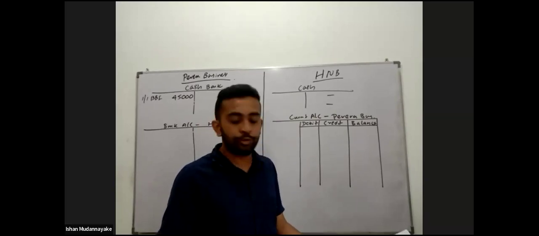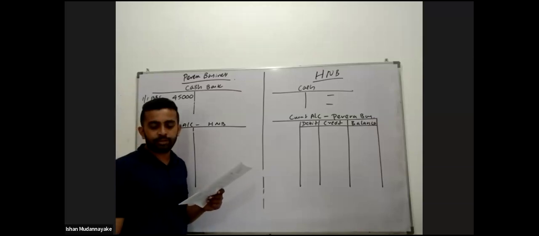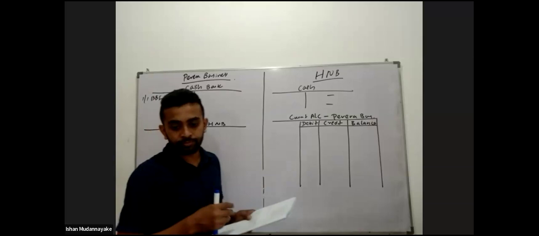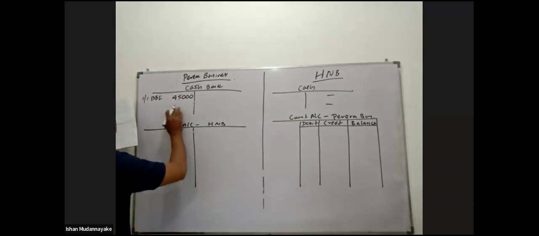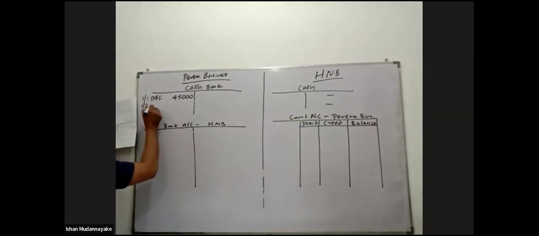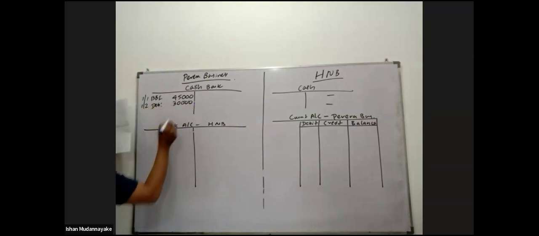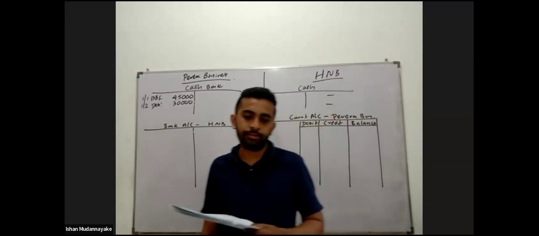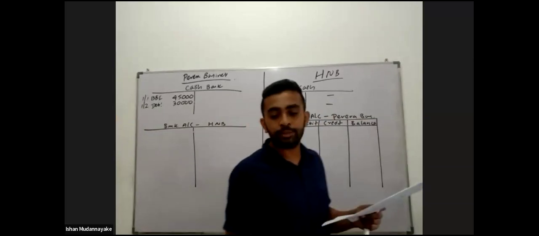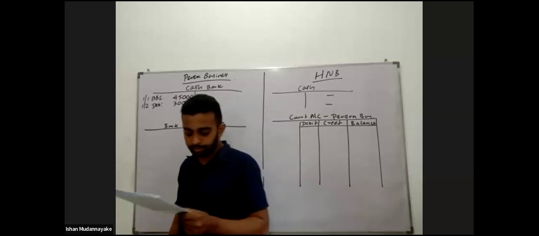Receiving cash 30,000. Now how to pass the double entry? Cash book debit 30,000. Debtors account credit 30,000. Received cash, so cash book debit 30,000. Cash book debit, debtors account credit. Okay? Receiving 30,000 cash from the debtor.